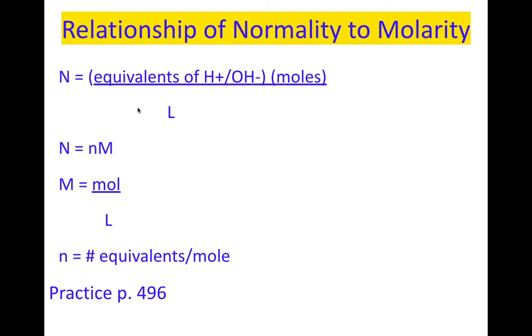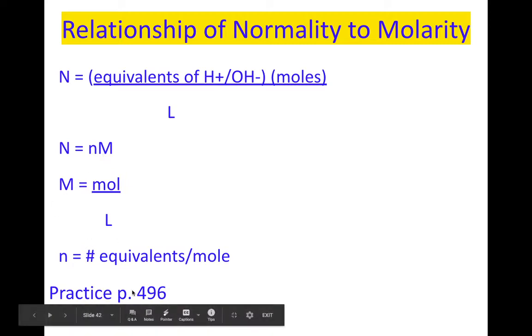So essentially, normality is the number of equivalents, which we are expressing as letter N. Again, that's the number of hydrogens or hydroxides, times the molarity. Remember, molarity is moles over liters. So the equation that we can use to relate normality and molarity together is normality, big N, is equal to little n equivalents times molarity. So that is something that we want to remember.